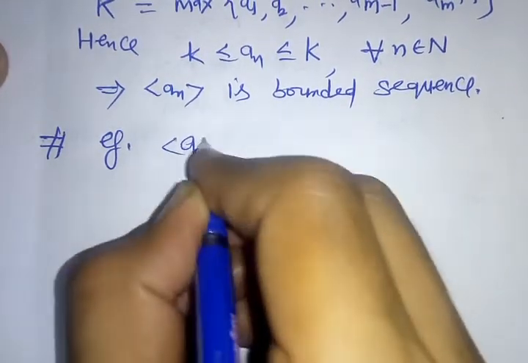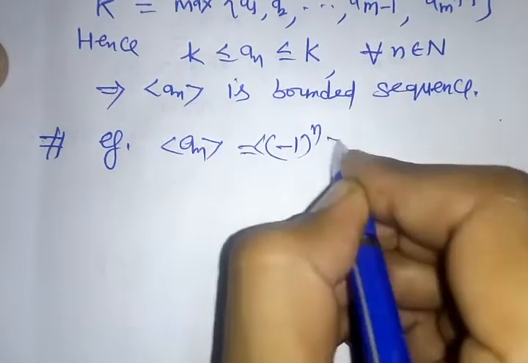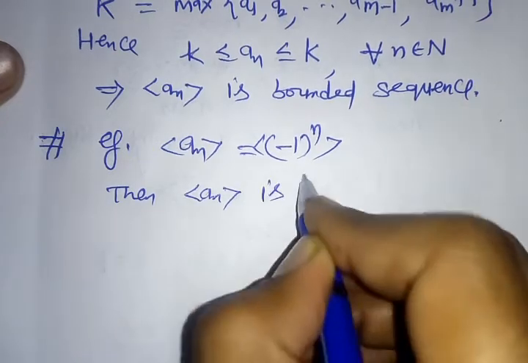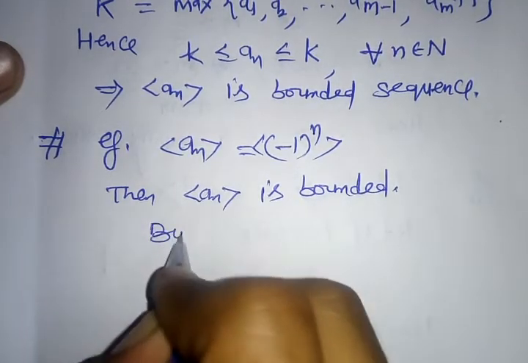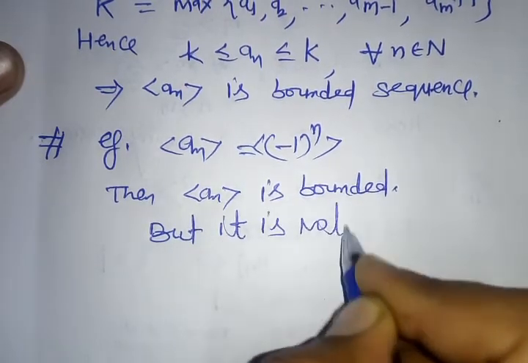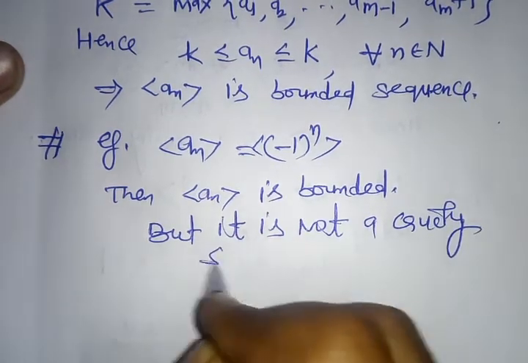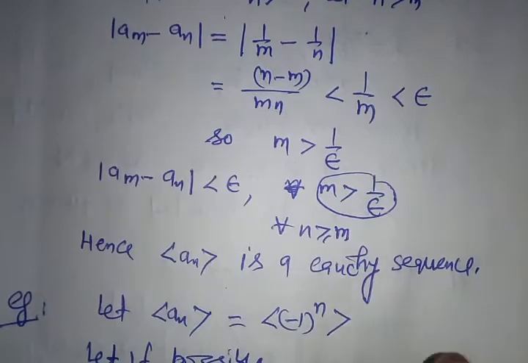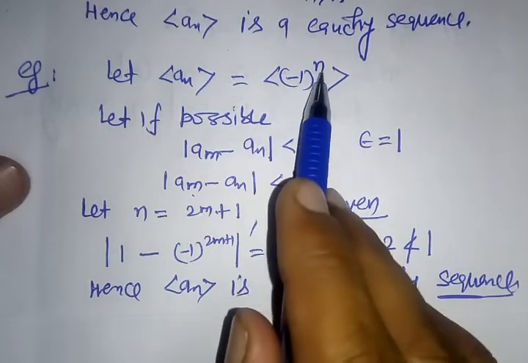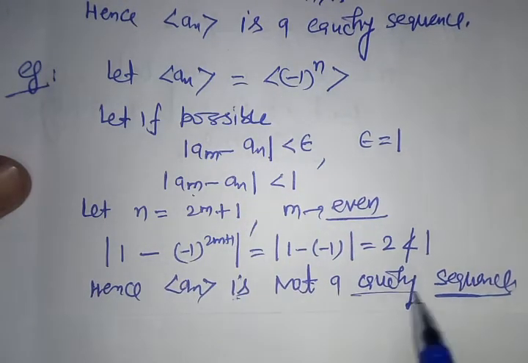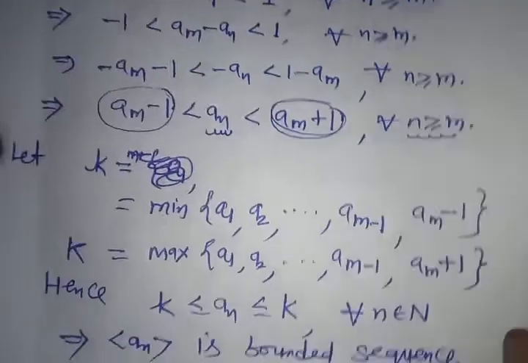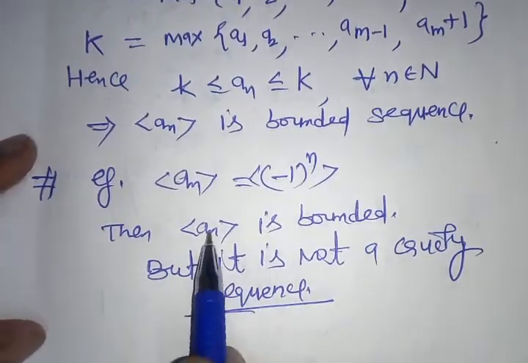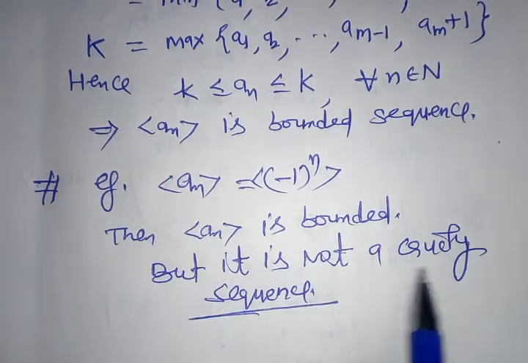For example, if I take a sequence an equal to minus 1 to the power n, then this is a bounded sequence, but it is not a Cauchy sequence, because we have just proved that this sequence an equal to minus 1 raised to the power n is not a Cauchy sequence. So every Cauchy sequence is bounded, but the converse may not be true, because here is an example of a bounded sequence which is not a Cauchy sequence.